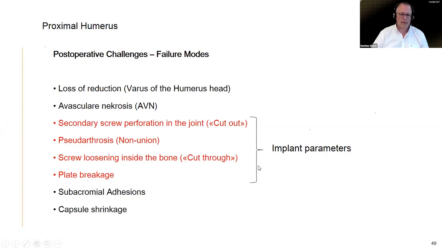I cannot do anything about the avascular necrosis. Maybe not drilling as many holes helps, but usually there's not really much that you can do. In subacromial adhesions, what can you do? It just happens. Now, implant parameters, this is where we are at home, okay.